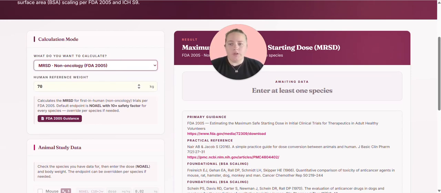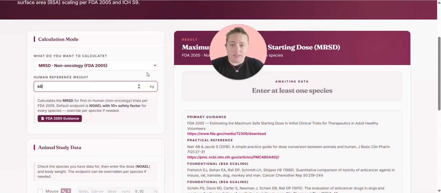And then right below that, you can see your human reference weight. So a lot of times this fluctuates depending on what you're using to justify your starting dose. Most people use 70. You can change this to 60. 60 is another valid option as well. Then you can choose whichever one you think is best. Anything below 60 or over 70 is usually not recommended.